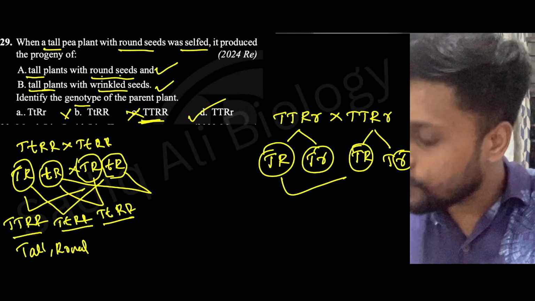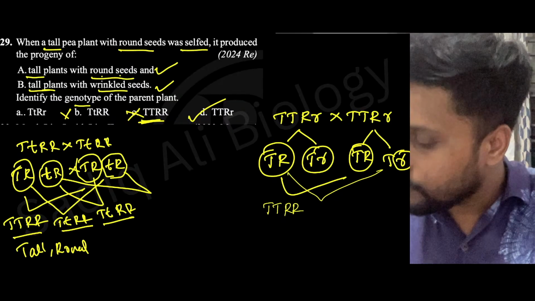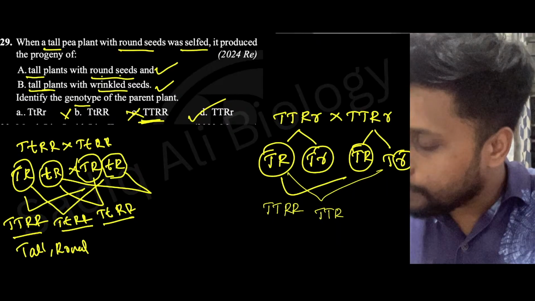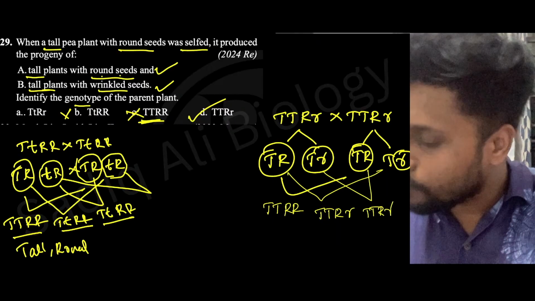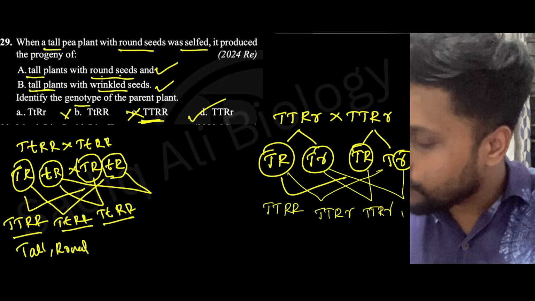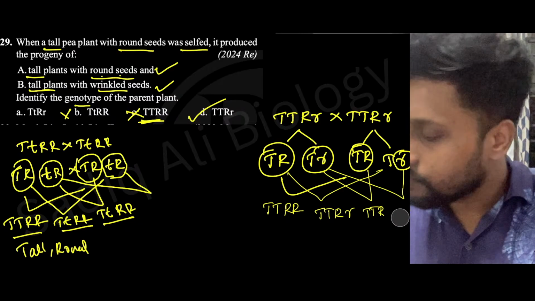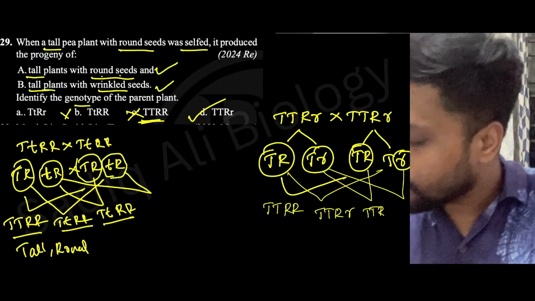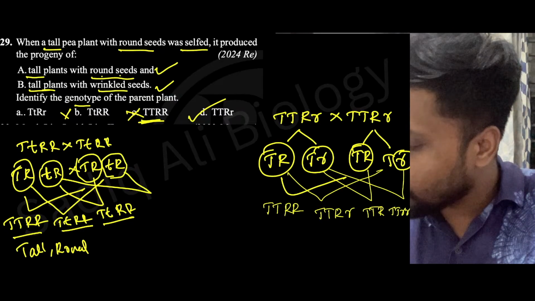What will happen here? You see capital T, capital T, capital R, capital R. Another one capital T, capital T, capital R, small r. Then capital T, capital T, capital R, small r, capital T, capital T, small r, small r.